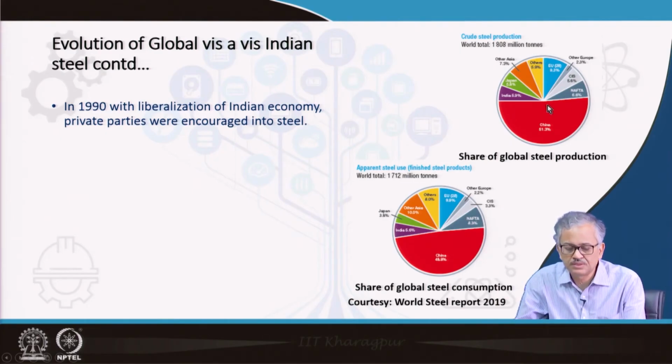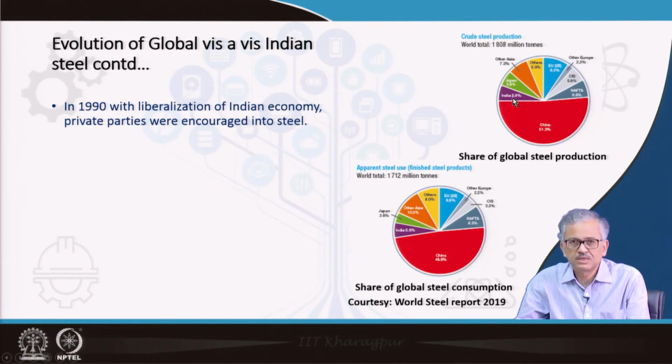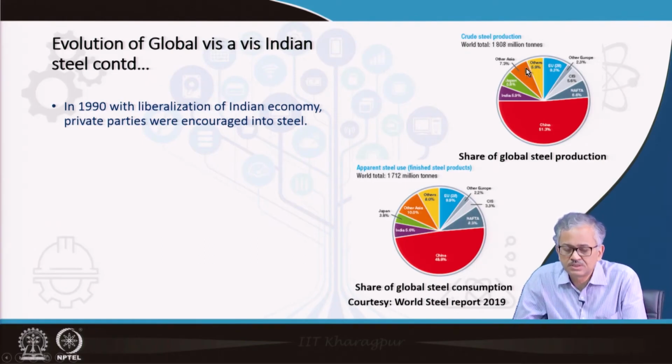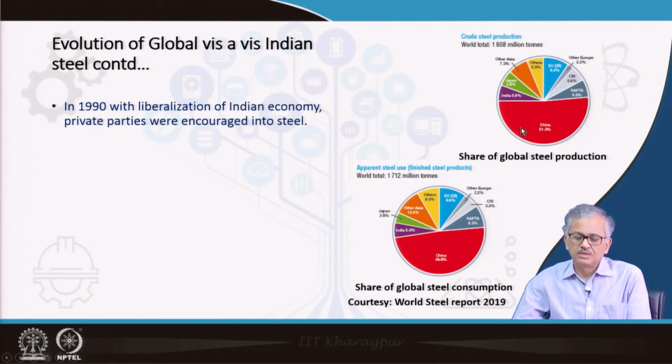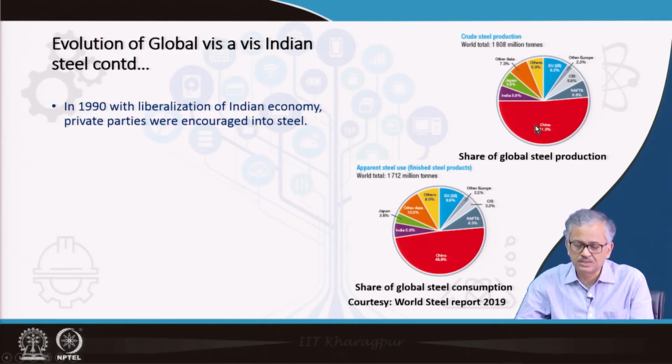More than 50% is produced by China, and then 5.9%, that is 106 million tons per annum of steel, is today produced by India. That is the second largest producer of steel, followed by Japan. Japan also produces around 104 million tons per annum. And then other Asia 7.3%, others 5.9%, European Union 9.3%. So the total production today is 1,808 million tons, out of which China produces more than 50%, more than 900 million tons by itself.